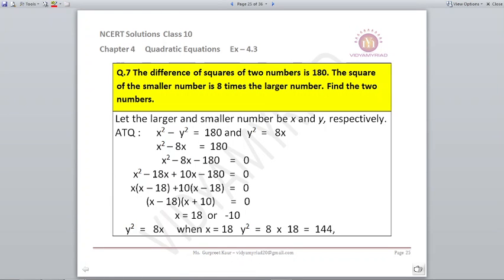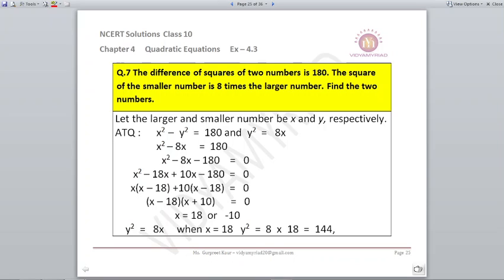The difference of squares of two numbers is 180. The square of the smaller number is 8 times the larger number. Find the two numbers. Now let the larger number and smaller number be x and y. Now x square minus y square is 180, as they are telling us the difference of the squares.